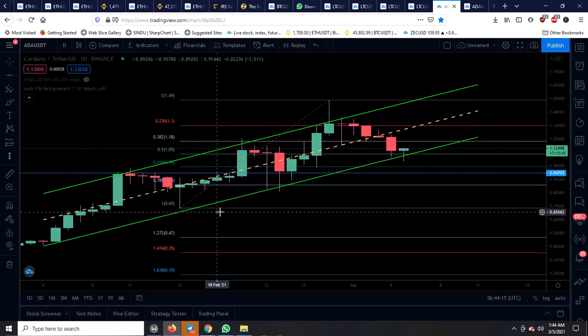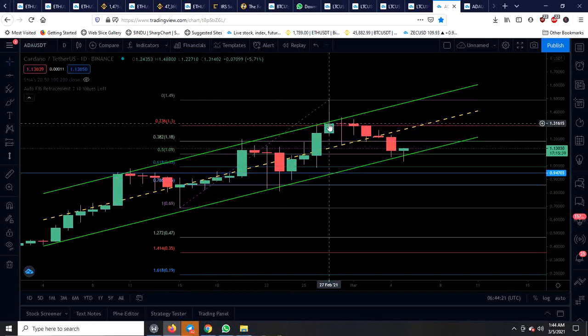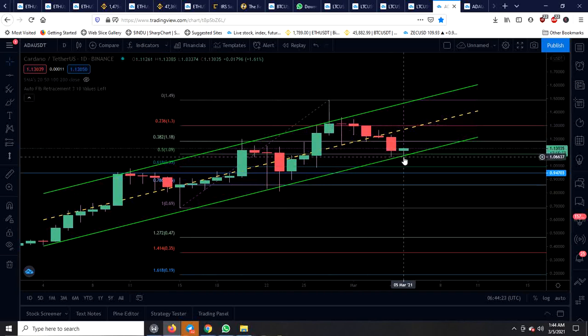So, ascending parallel channel. Here's the body. Look what happened. Spike down, yes, but channel.